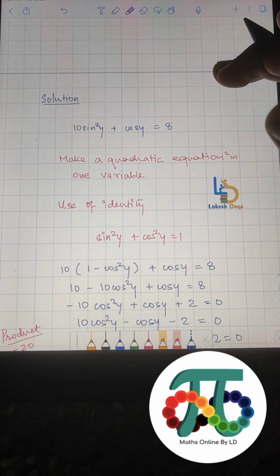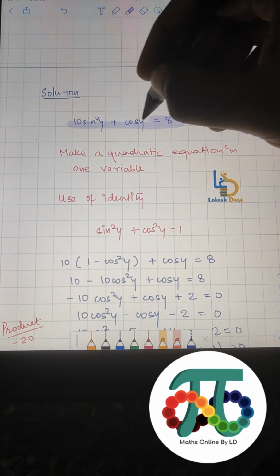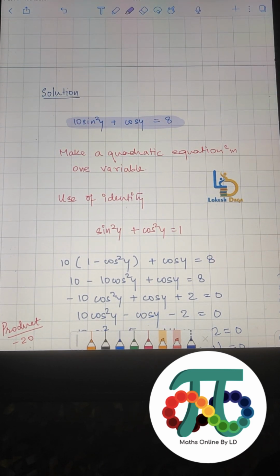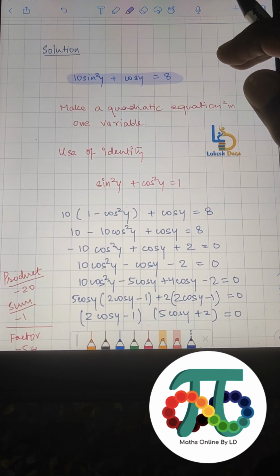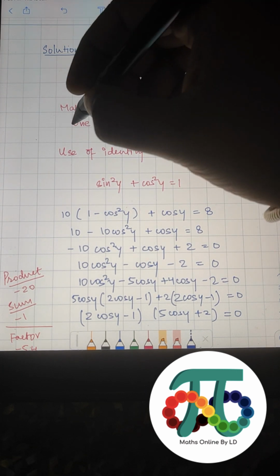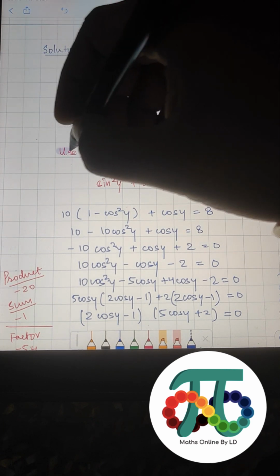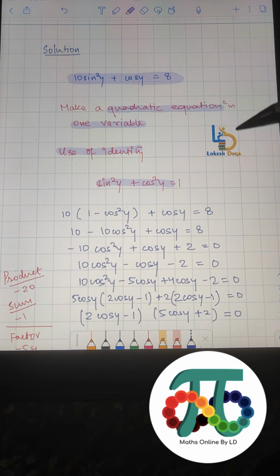So this is the question given to us. This is the equation given to us. We are supposed to solve this equation and figure out all the possible values of y. Whenever we have this kind of equation, the first idea is to make a quadratic equation in one variable. Either we can convert the entire equation into sine, or the entire equation in terms of cos. We'll use the identity sine squared y plus cos squared y equals 1.